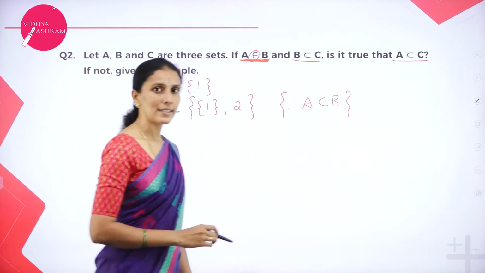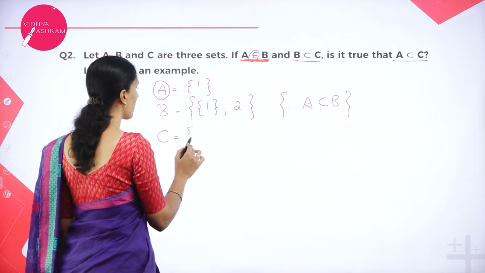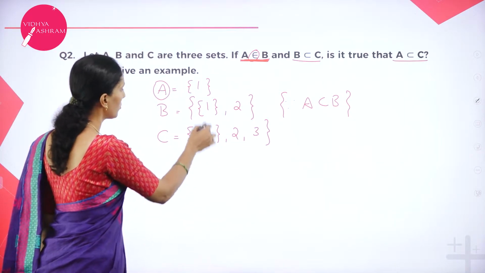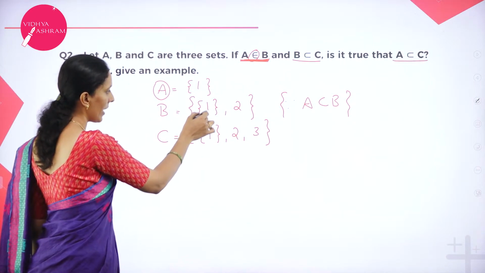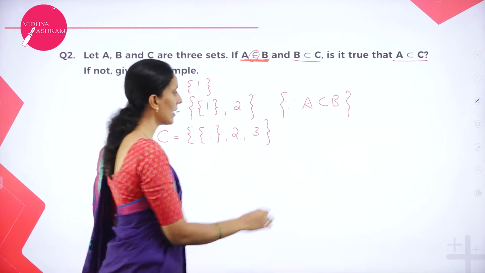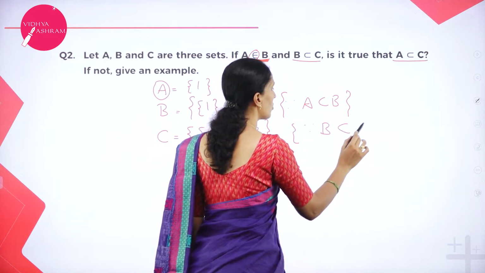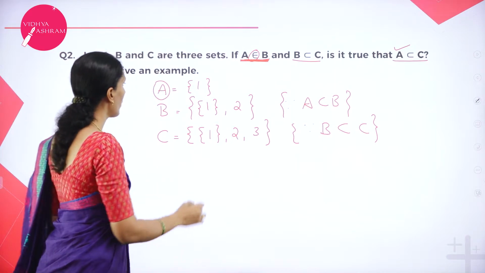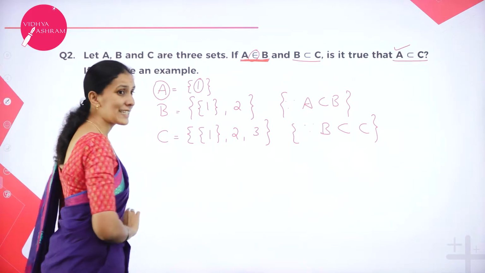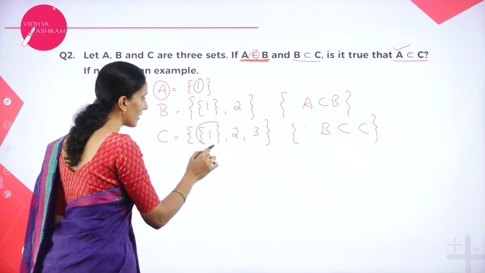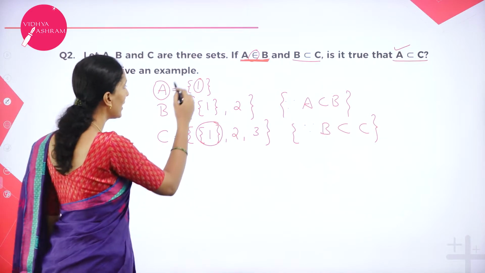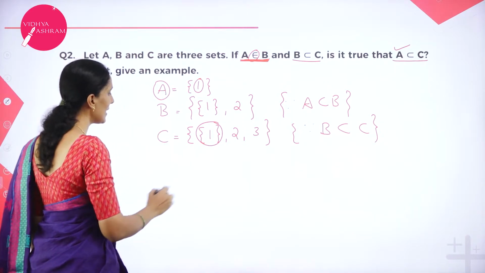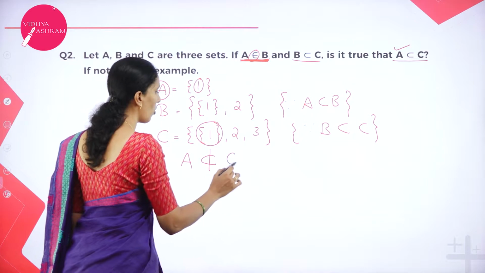And one more condition, B is a subset of C. So take C as 1, 2, 3. According to this, A is there, 2 is there. So we can clearly write B is a subset of C. Now what is the condition given? A is a subset of C. A contains the element 1, but C does not contain the element 1. It contains the set A, but not the element 1. If it is an element, it should be written separately without flower braces. So we can clearly say A is not a subset of C.